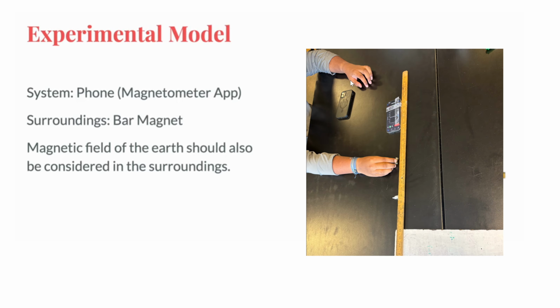Experimental model. This is the model we had in class, the phone with the app. The initial condition would be the app, having the magnet, and setting up the yardstick. The system would be the phone and the app, the surroundings the bar magnet and the table. The magnetic field of the Earth should also be considered, and any electronics around, but we tried to remove electronics from the area so they wouldn't affect the magnetic field.